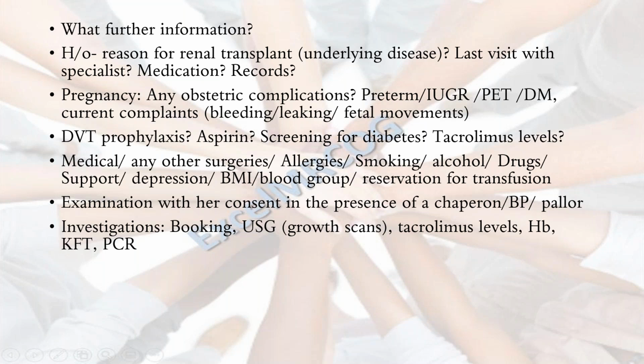Those things. So the pregnancy events. Then you go to the other history. Other history would be medical, other surgeries, allergies, then your smoking, alcohol, drug addiction, support, depression, mental health basically, because she's likely to have issues. Then BMI, blood group, reservation for blood transfusion.